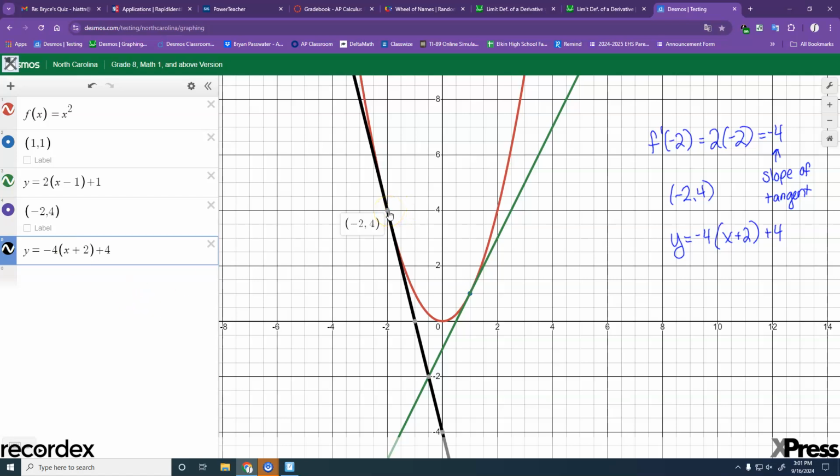So this could be used at any point on the graph. We could know the slope of the line at every single point, even something like 1.573. I could plug in 1.573, and it's going to give me the slope at that point. So you can very precisely know the slope at any point on that graph there.